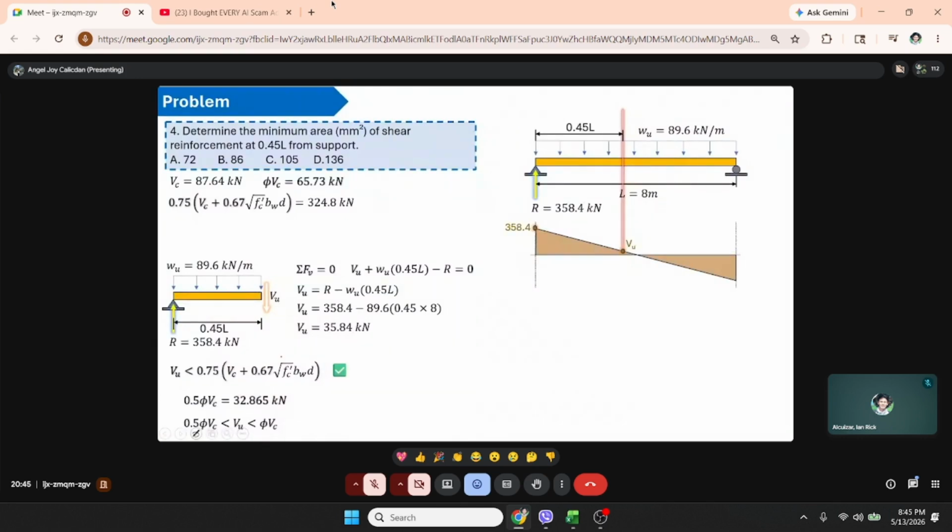So, we need to solve for AV min, which is the greater of the two. So, substitute the given FC prime and beam width of Fyh. And the greater of them is 0.318 mm.